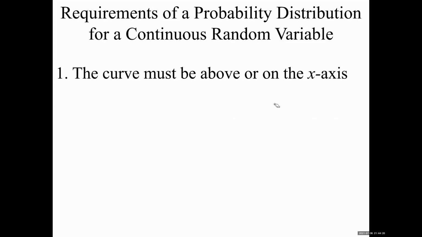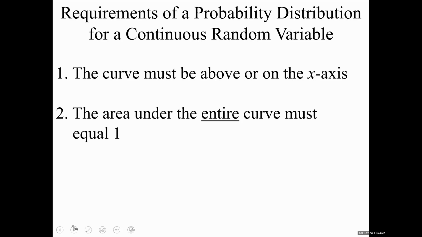The second requirement is, remember, probabilities are areas. So find the area under the curve, you're going to get a probability. I'm trying to do the requirement that's analogous to the total of all the probabilities is 1. So for a discrete random variable, the second requirement was the total of all the probabilities on the right side of the table is 1. For a continuous random variable, it's the area under the whole curve has to be 1. That's the second requirement. The area under the entire curve must be 1.